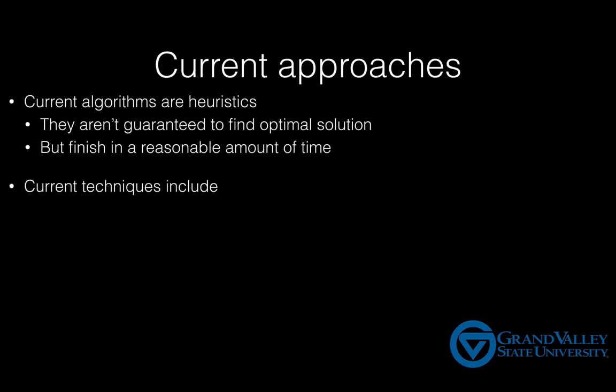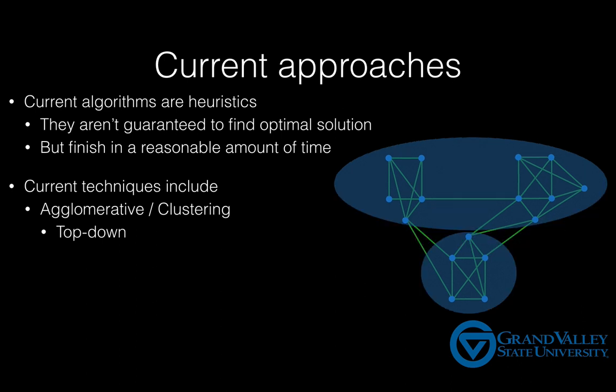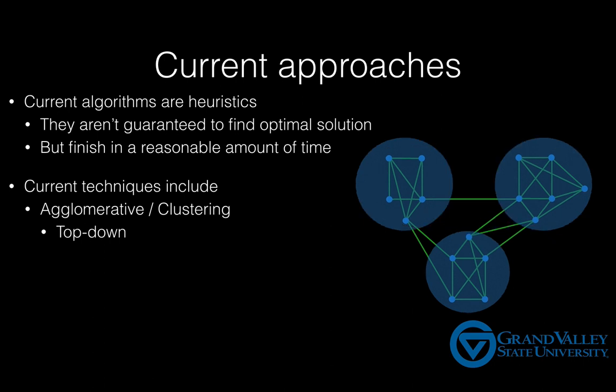There are several different types of community finding heuristics. Perhaps the most popular right now are based on agglomerative or clustering techniques. These techniques can be applied either top-down or bottom-up. When using the top-down approach, we begin by placing all of the nodes into a single community. We then split one or more communities to maximize some objective function, and continue splitting communities until we've met some terminating condition, perhaps a target number of communities or a target objective function value.